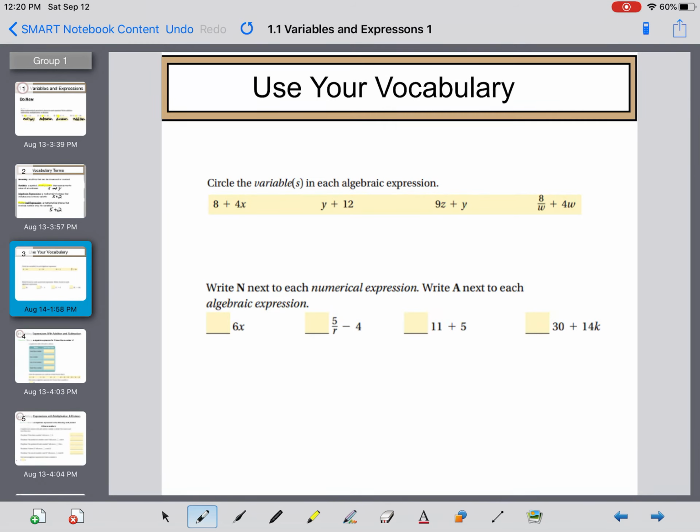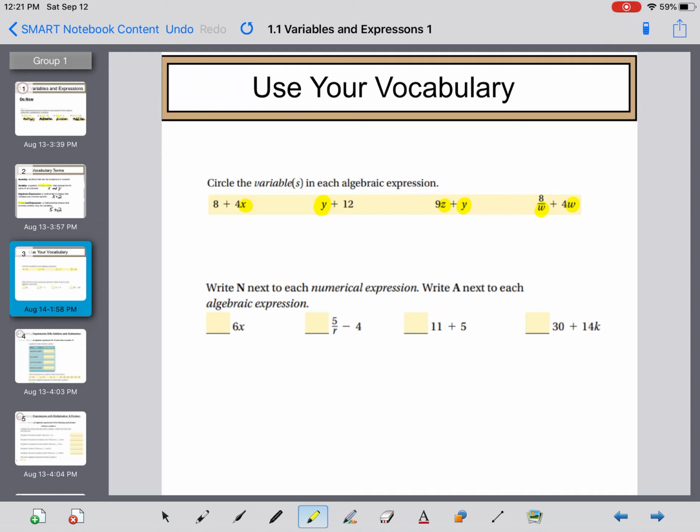It says use your vocabulary. It says circle the variables in each algebraic expression. Now I'm not going to circle, I'm going to highlight, but you guys feel free to circle on your own pages. 8 plus 4x. I see the letter x, that is our variable. y plus 12, I see the letter y, that's our variable. 9z plus y, well this time we have two variables, z and y. In our last example, 8 divided by w plus 4 times w, we get those two w's. Those are our variables.